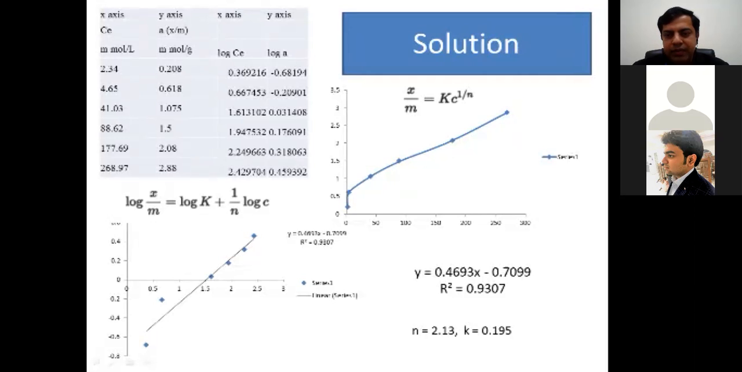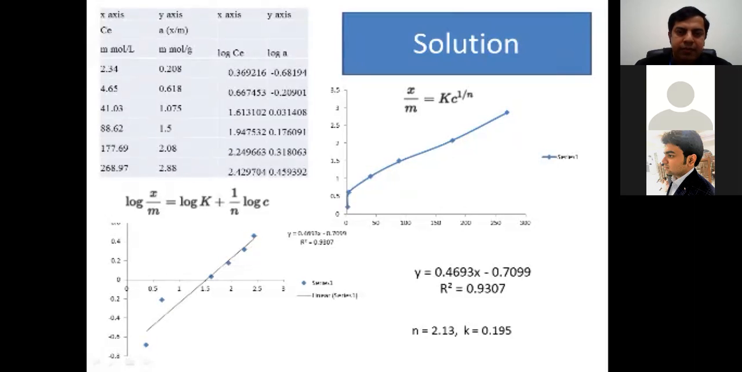When you take this, this will give you the value of k, which is 0.195, and this is the value of k in case of the Freundlich adsorption system. So we have calculated the constants for this adsorption isotherm, and the straight line with the R square value of 0.9307 indicates the verification of the Freundlich adsorption system.